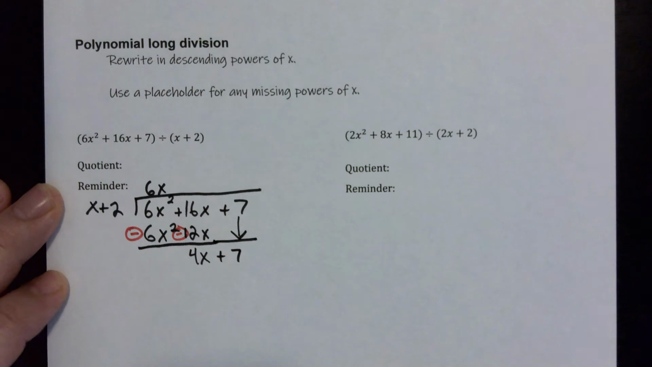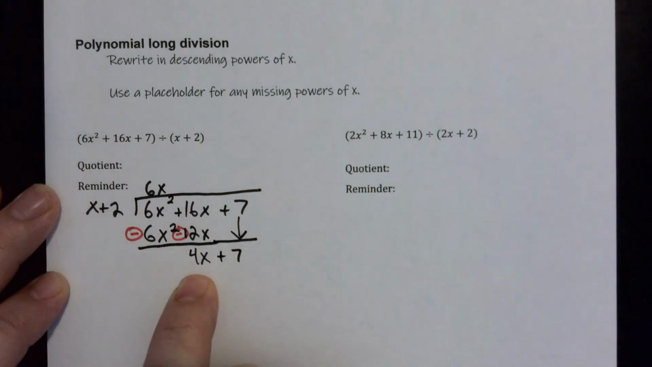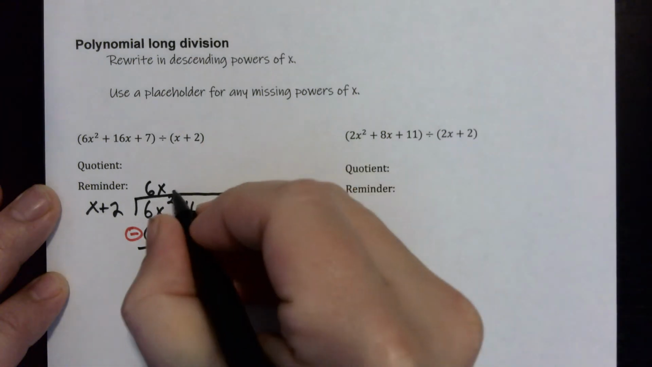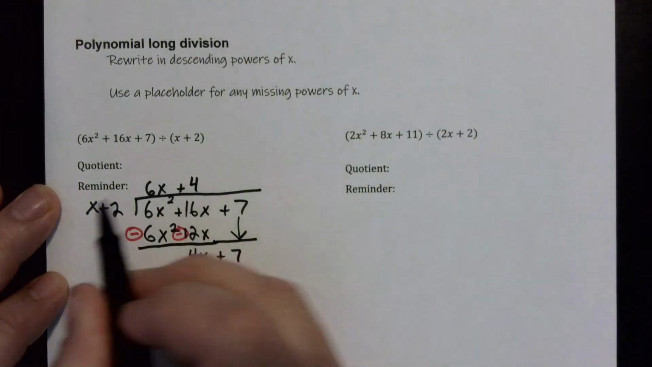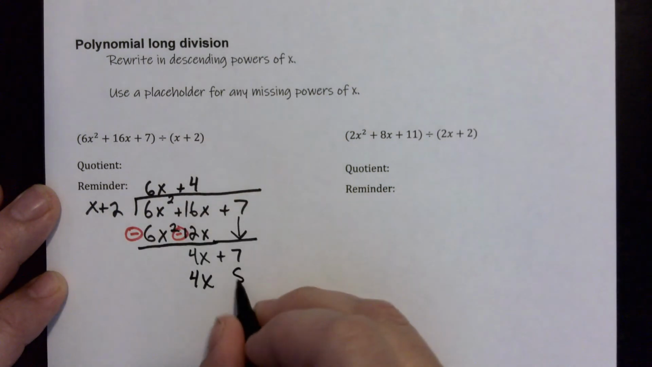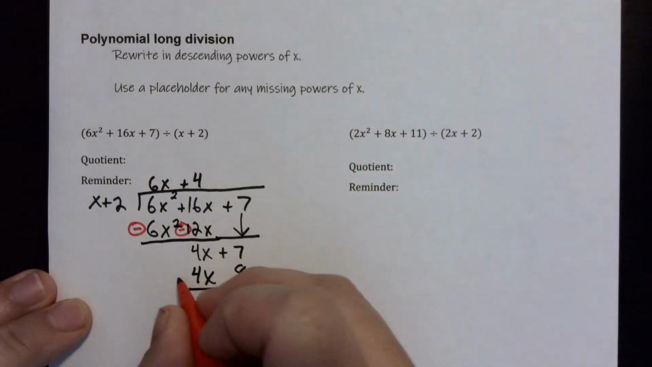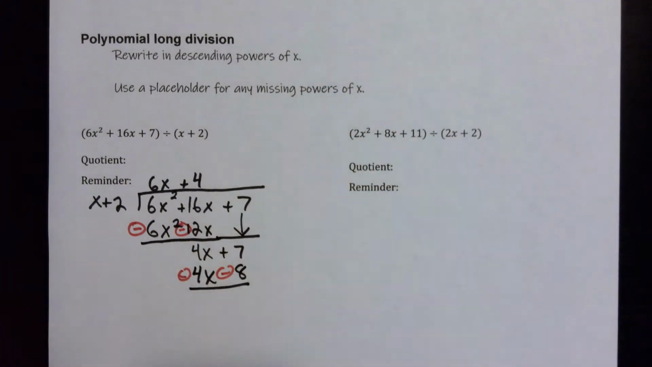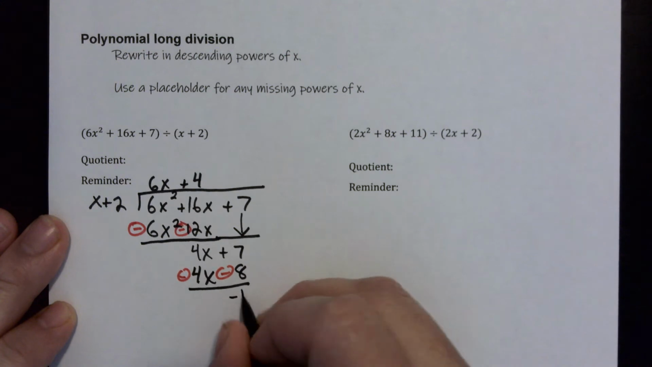and then you repeat. So what can I multiply x by to make it turn into 4x? Well, 4 times x is 4x, so I need a 4. So 4 times x is 4x, so I'll put that here. And then 4 times 2 is 8, so I'll put that here. They're both positive, so I'm going to change them both to negative and subtract. And that gives me, let's see, 4x minus 4x goes to 0, and then 7 minus 8 is negative 1.